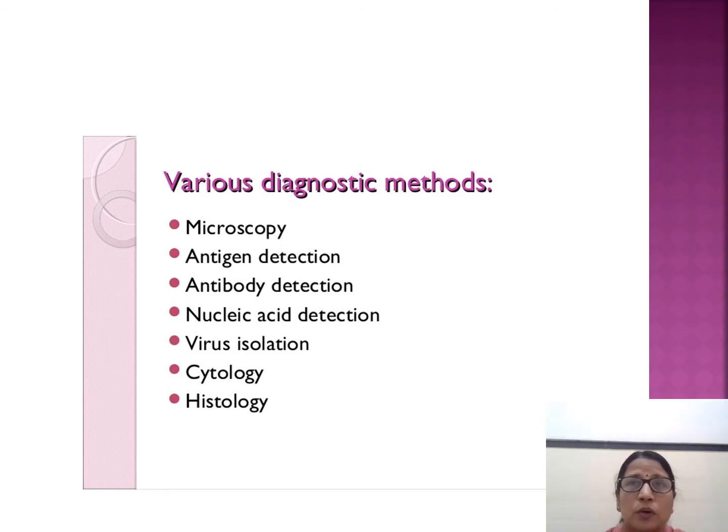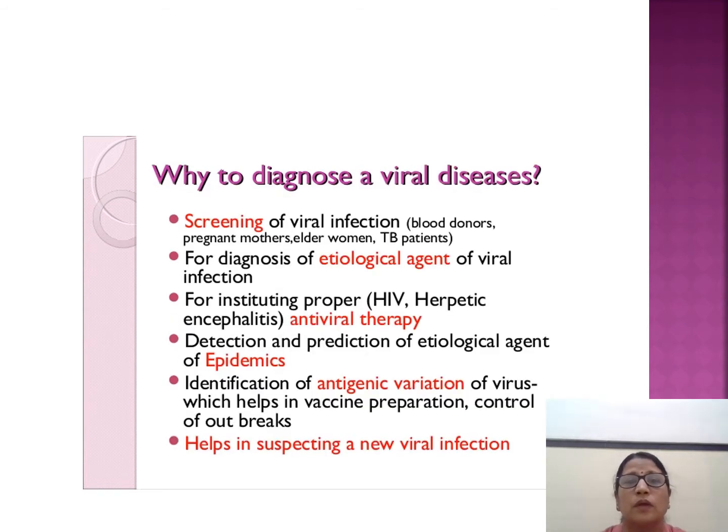Then histology, this is again a diagnostic procedure in the pathology department in order to diagnose viral diseases. Biopsy samples are taken, processed, and then stained by various methods in order to see immune complexes, viral antigen antibody immune complexes. They are seen in histology sections. Now the question arises: why is there a need to diagnose various viral diseases?